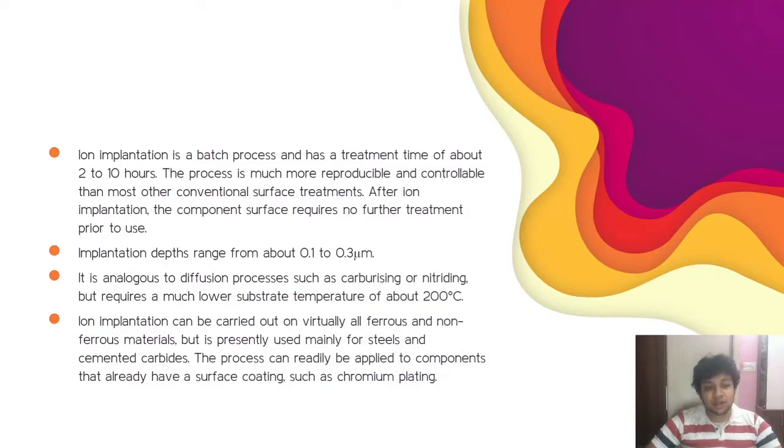This process is analogous or similar to diffusion processes such as carburizing and nitriding, but requires a much lower substrate temperature of about 200 degrees Celsius, which means that this process can easily be carried out at very low temperature when compared to other processes, and this is also an advantage of this process. The ion implantation can be carried out virtually on all ferrous and non-ferrous materials, but it is presently used mainly for steels and cemented carbides.